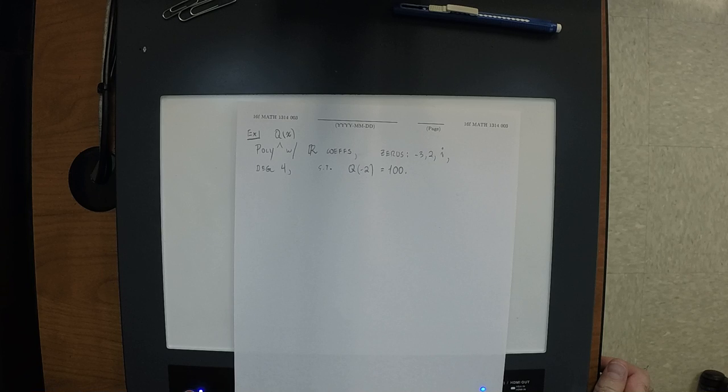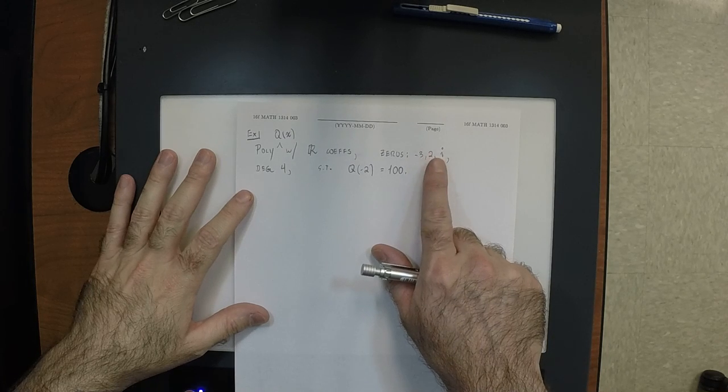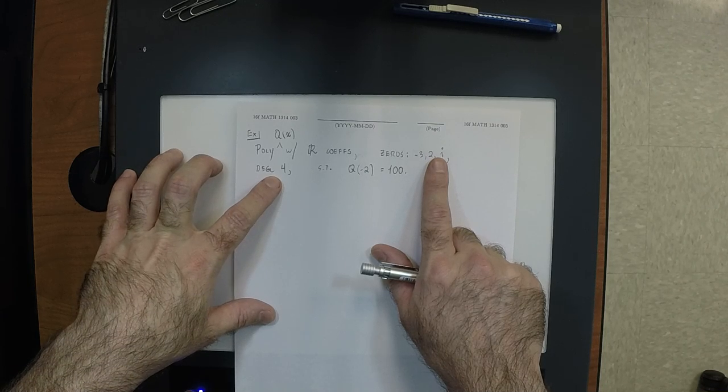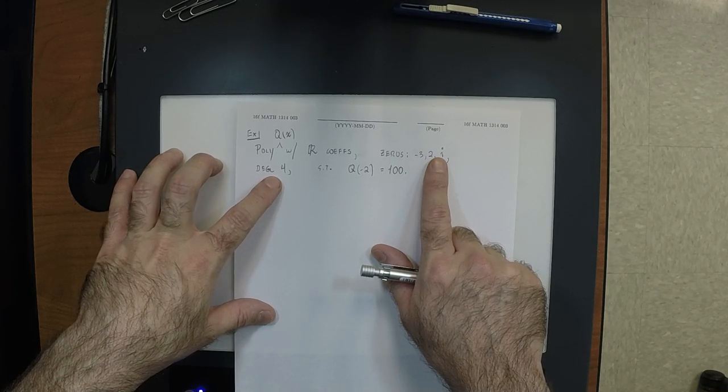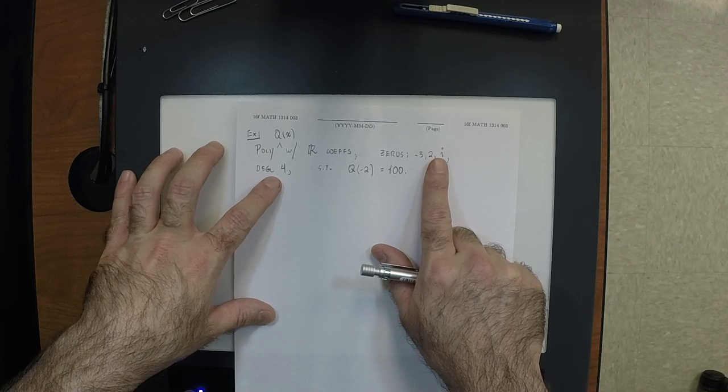So what is the fourth zero? Is it negative 1? Well, let's think about it for a minute. So I gave you three zeros, but I want it to be degree 4. So how many zeros must there be? There must be a fourth zero, but I only gave you 3.